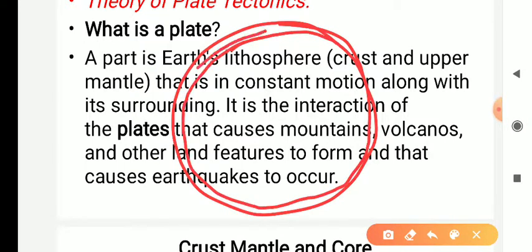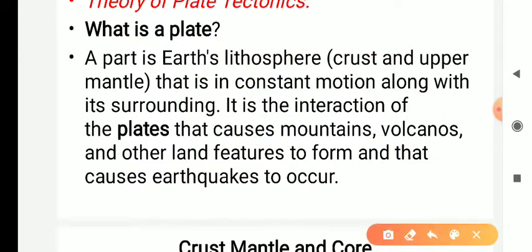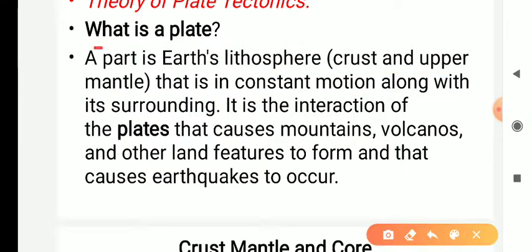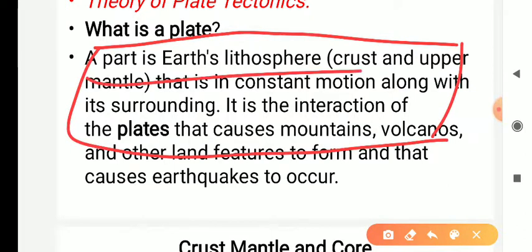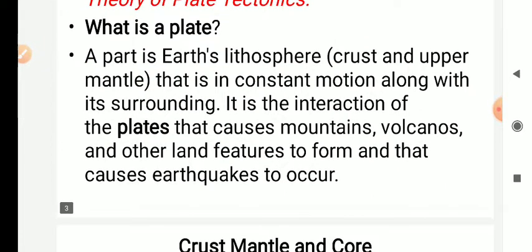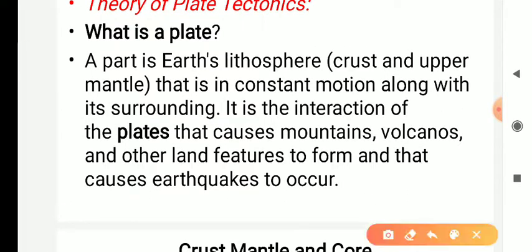The outer surface is called the crust. Then the middle layer is the mantle: crust, mantle and core. We will study this in later PPT slides. So the lithosphere, that is crust and upper mantle, is in constant motion along with its surroundings. Suppose this is a lithosphere, then the plates are this one plate, two plate, 3, 4, 5, like this. It is the interaction of the plates that causes mountains, volcanoes and other features to form, and that causes earthquakes to occur.